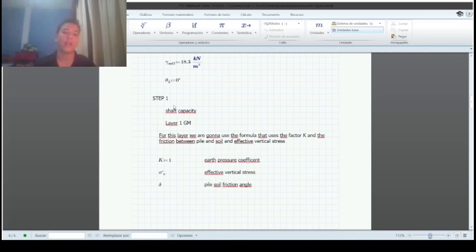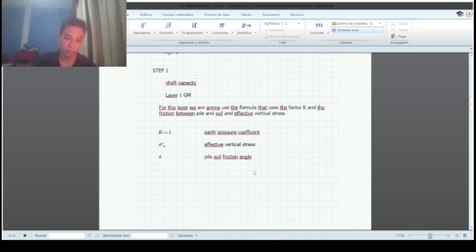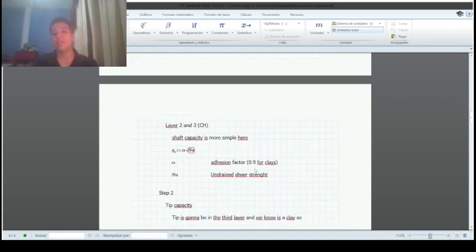First, we need to calculate the shaft capacity. For layer 1, that is almost a sand. For this layer, we're going to use the formula that uses the factor K, which is the air pressure coefficient, and the friction between pile and soil. This one. And third, the effective vertical stress. This one here. Layer 2 and 3, since both are clays, the shaft capacity is more simple here.